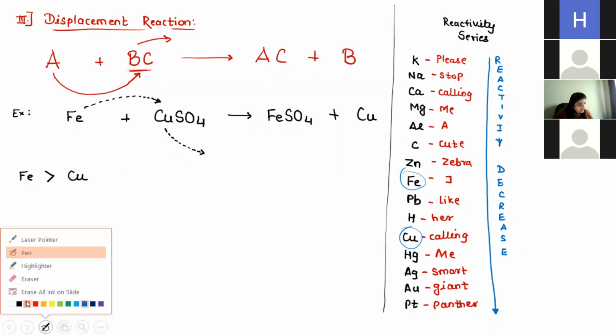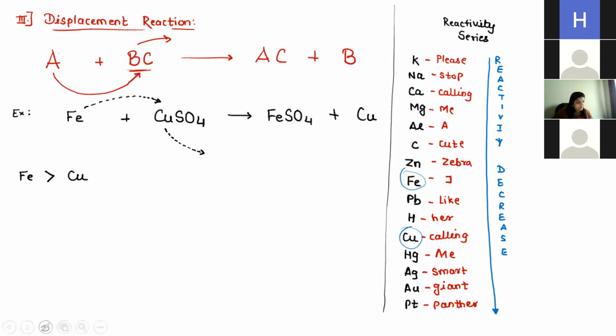There is another reactivity series, another series of displacement. Okay, this one was for metals. I'm just going to give you one for halogens. So the reactivity of halogens: fluorine is more reactive than chlorine, then bromine, and then iodine.